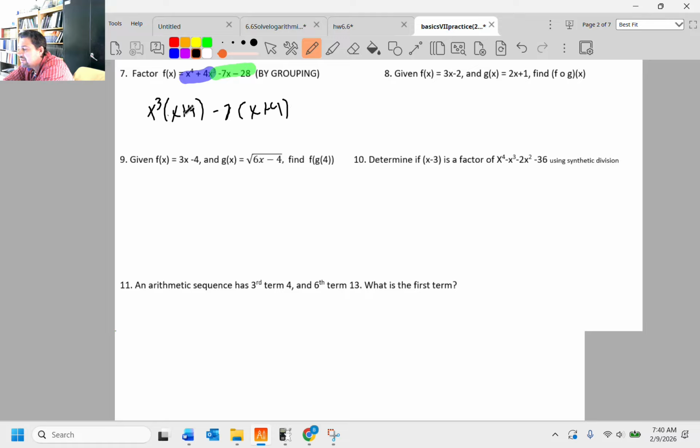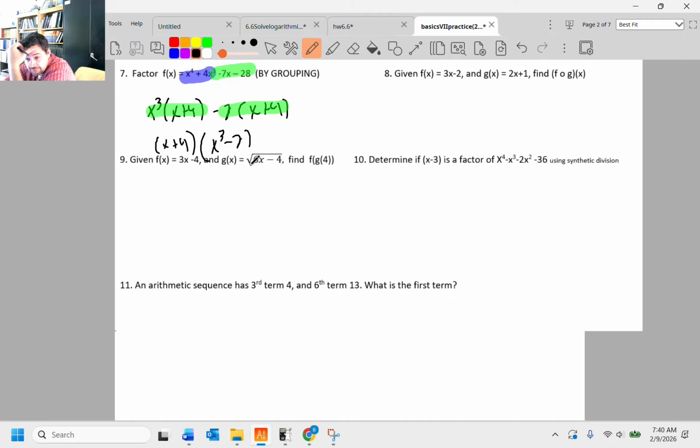Which is cool because that factor had to repeat. So both terms possess x plus 4. You'll notice that we think about this guy and this guy. They both contain x plus 4. And the stuff left over is x cubed minus 7, which does not factor nicely, so we're going to stop.